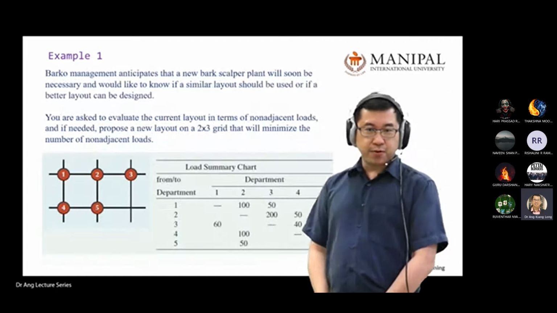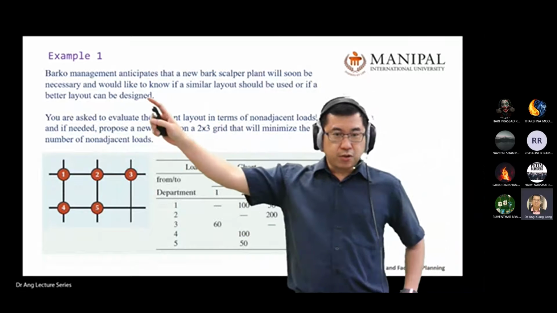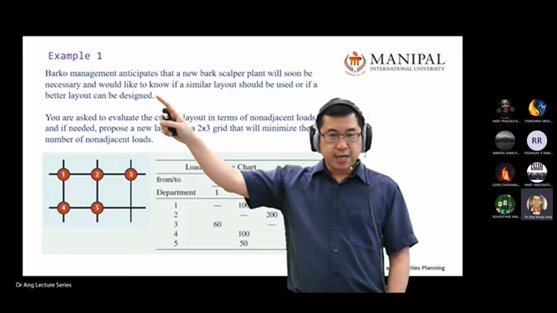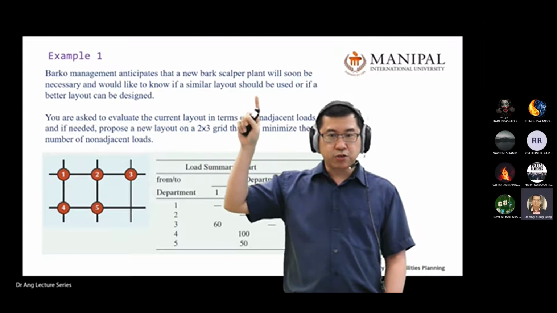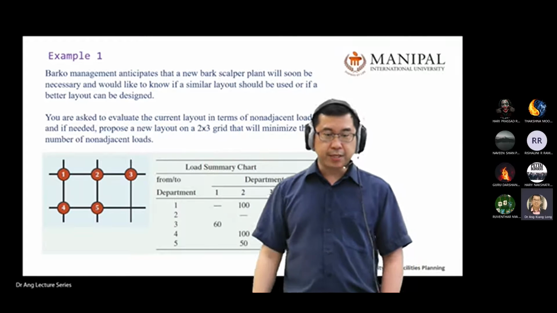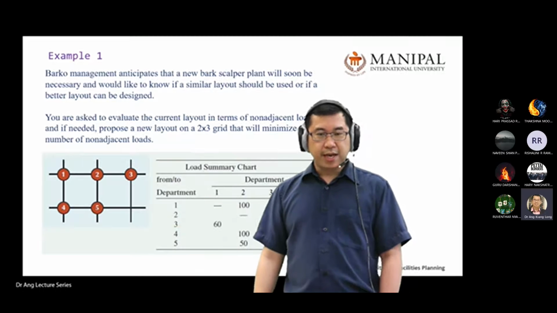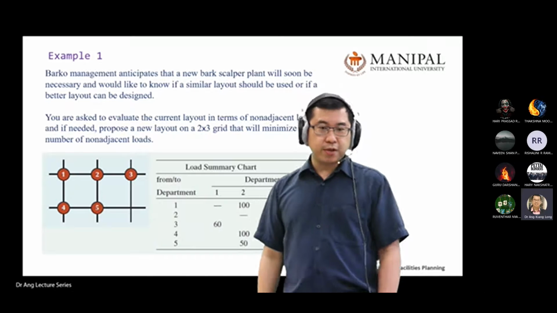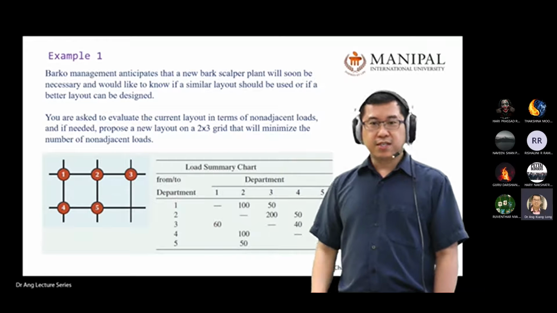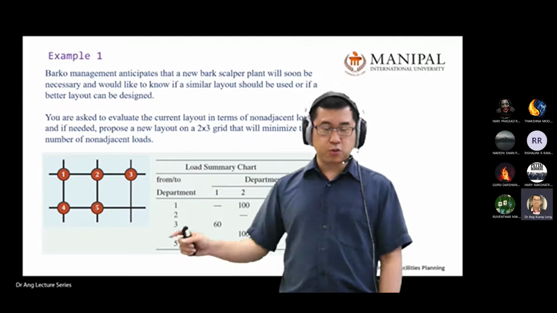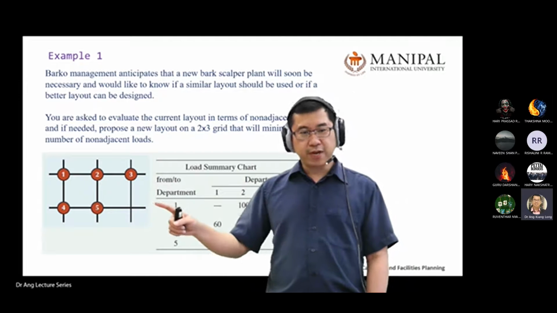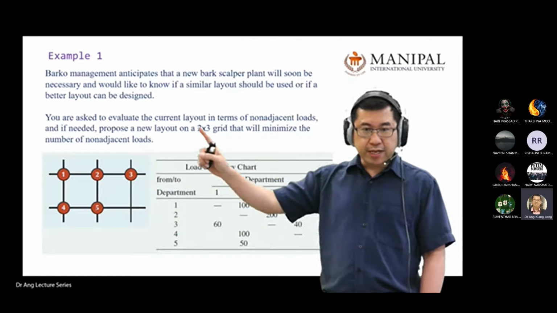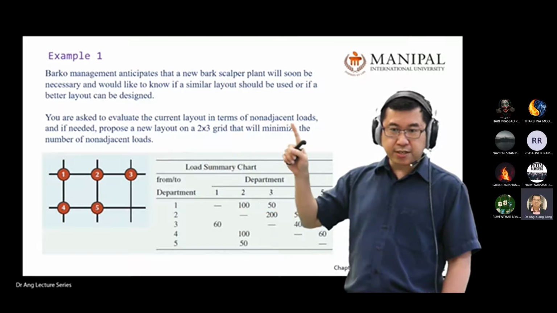Okay, so this one more. You can read it. So management anticipate a new bulk scraper plan will soon be necessary, and would like to know if a similar layout should be used or better layout can be designed. So this is the old layout, and the owner is quite rich, so he wants to build another new factory. So he just asks you whether it is possible to redesign a new floor and then put a new design in the new factory. You are asked to evaluate the current layout in terms of non-adjacent loads.